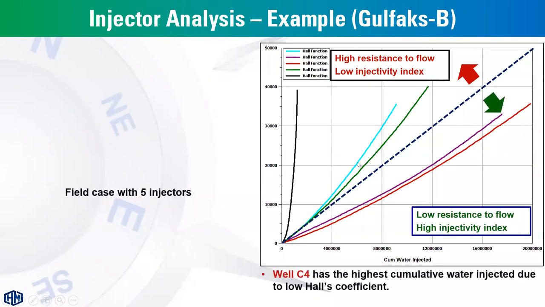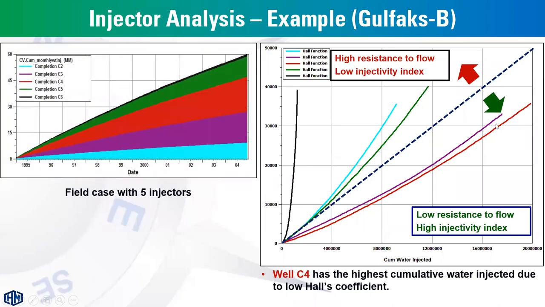So this is another field example. As you can see, we have five different wells, and this is how the plot is used to evaluate the injection performance and injectivity problems. The best two wells, according to this graphical technique, are the wells in red and purple color. If you look at the cumulative water injection, you will find the highest water injected is for this red color, which means we have the best injectivity index and a low resistance to injection. While this well in the black color is the worst well in terms of water injectivity index, you will find the cumulative water injected is very, very small relative to other wells.